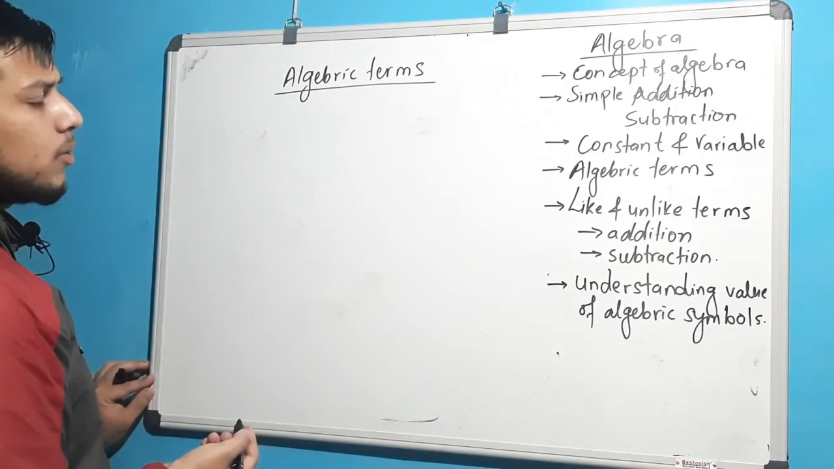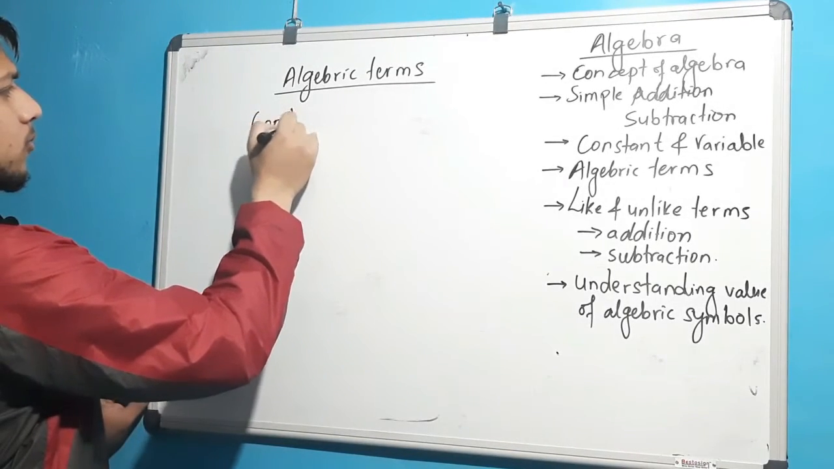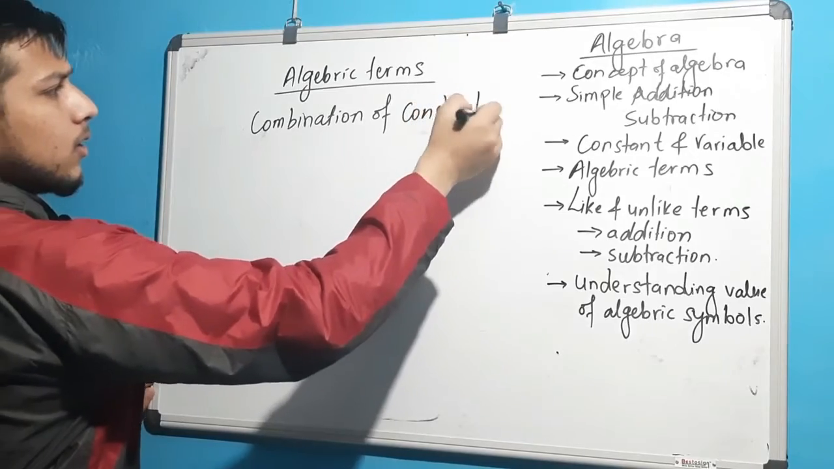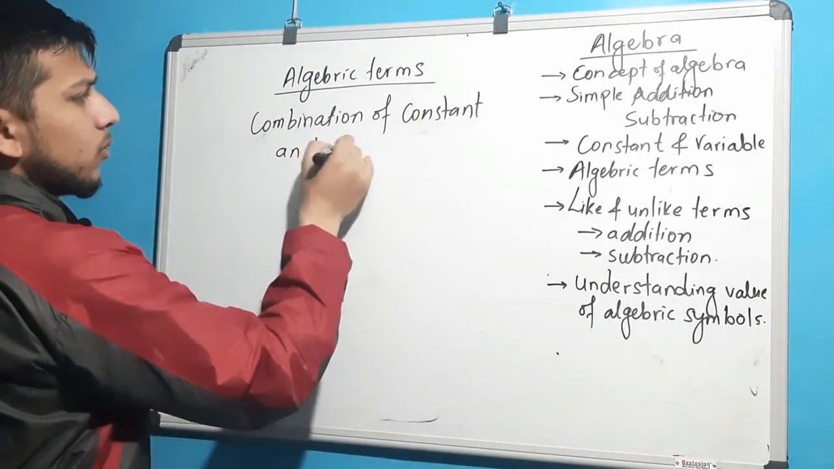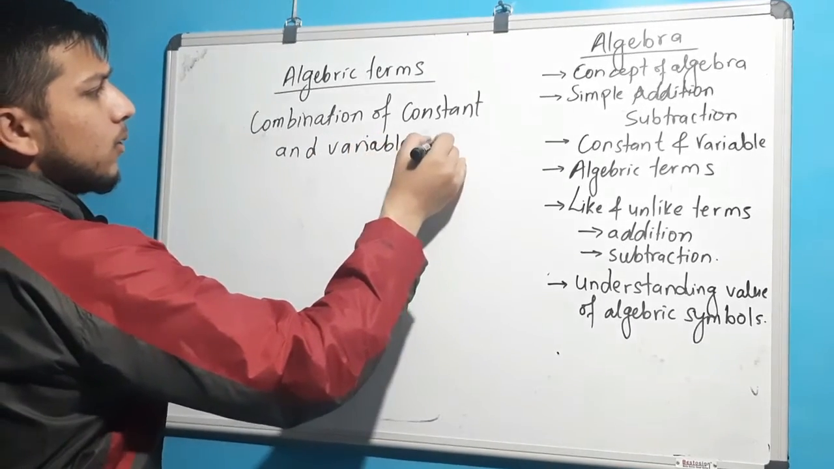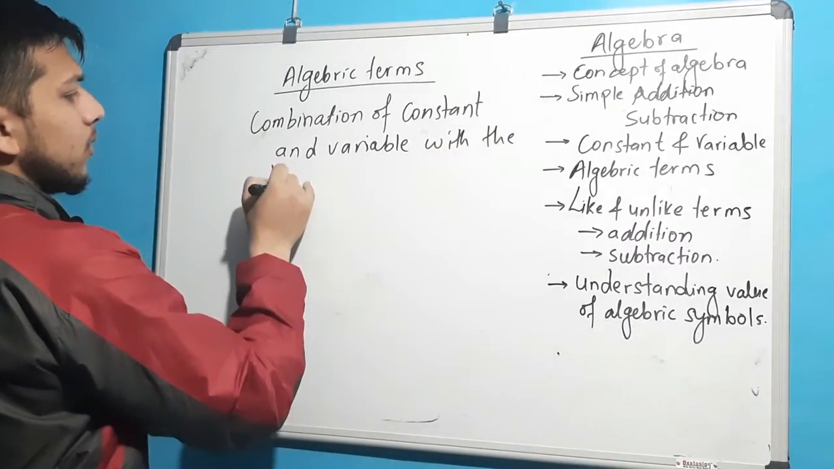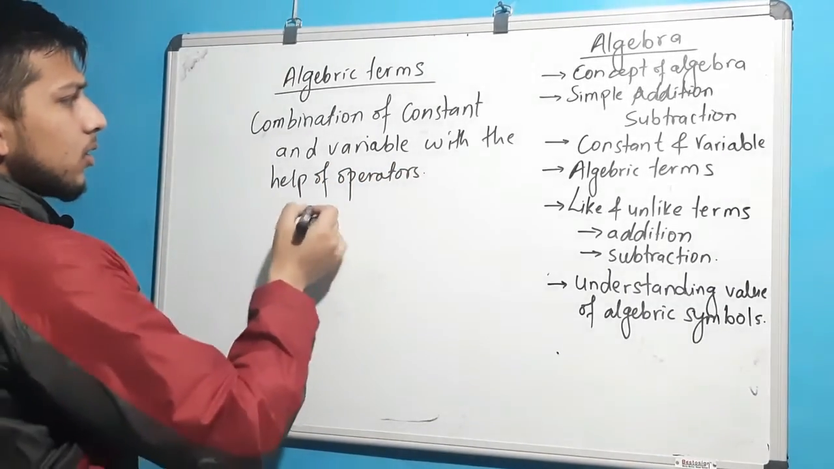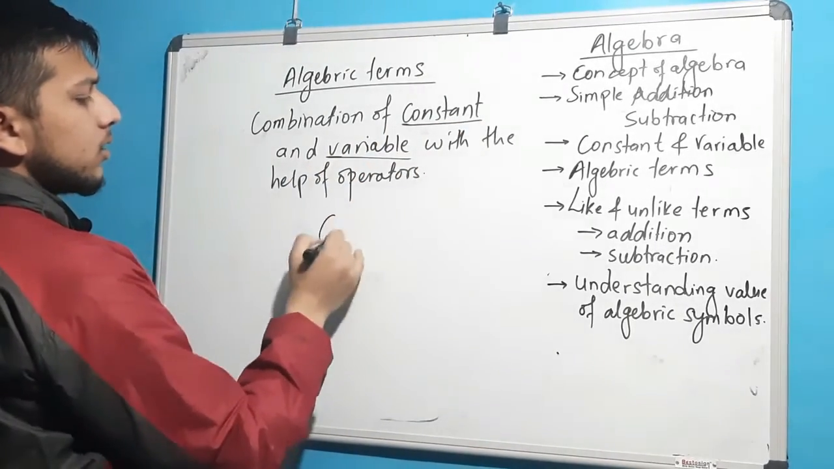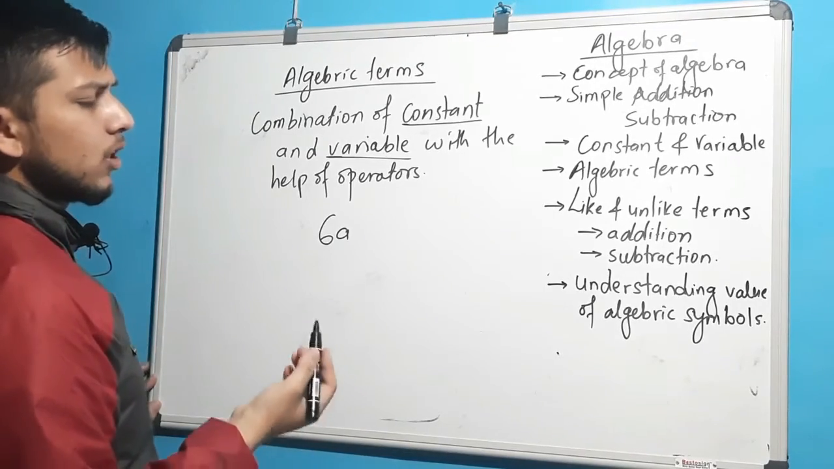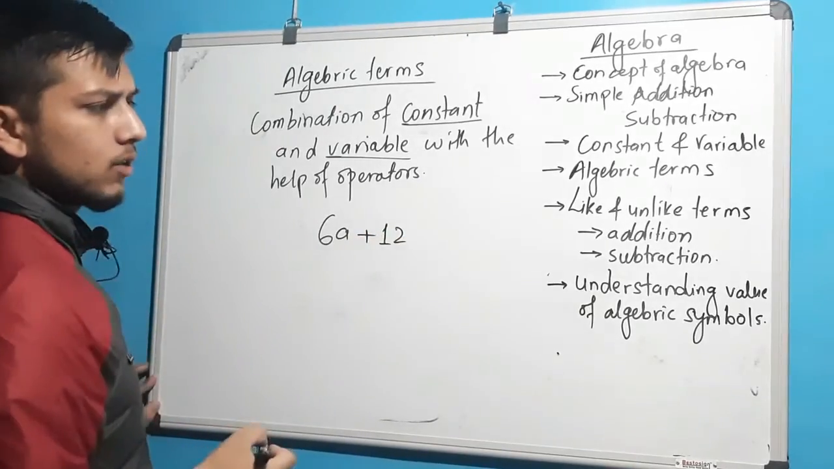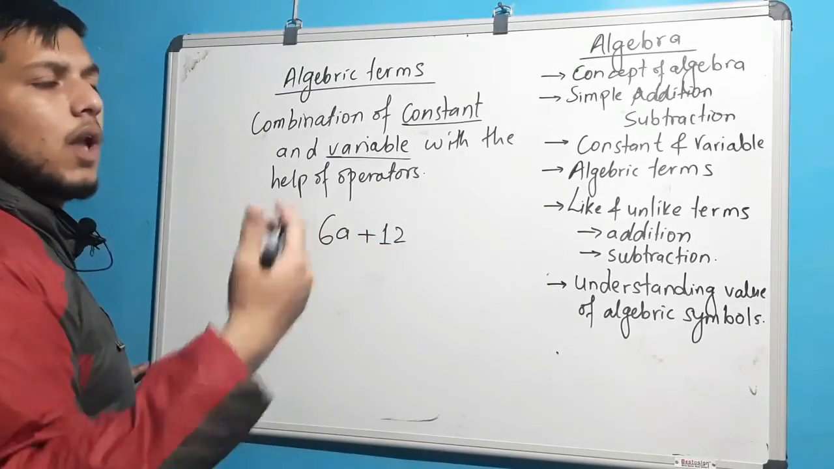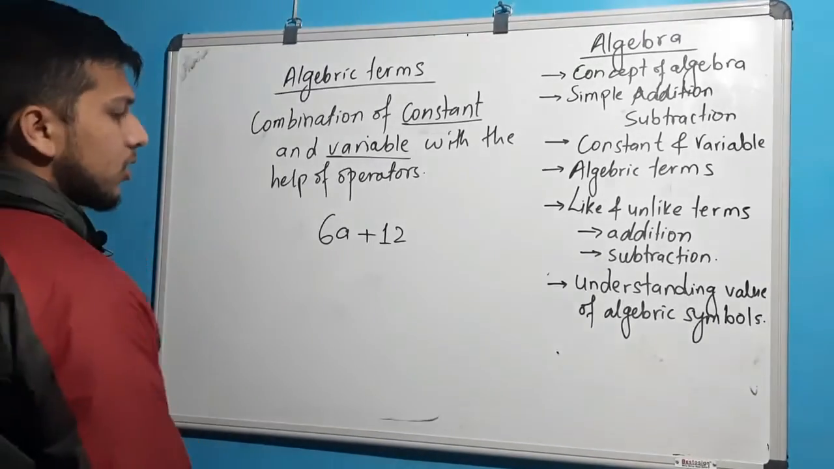Now the algebraic term. An algebraic term is the combination of constant and variable with the help of operators. Suppose this may be a variable, like 6a. Maybe this is constant or variable, this is not specified, but plus 12 is a specified constant. The value of 12 will never be 13 or 11. This is always constant; its value cannot be changed.